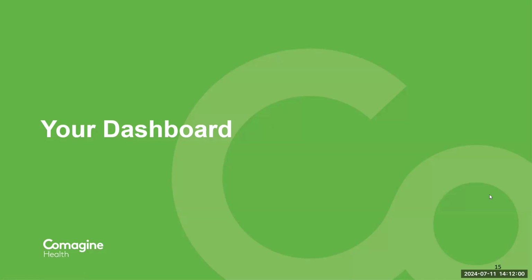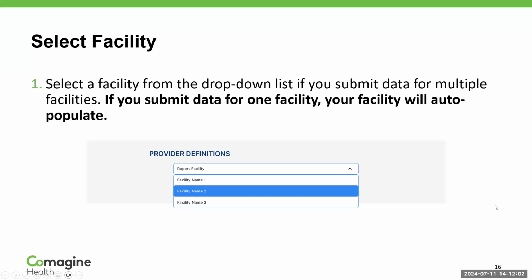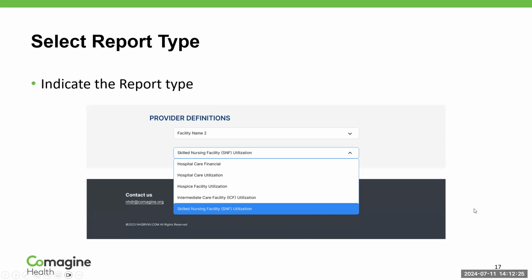So after you log in, you can access your dashboard. On your dashboard, there's going to be two drop downs, one for your facility. And just a note, if you submit for multiple facilities, this will be a drop down and you'll have to select your facility. But if you submit for only one facility, then it'll just auto populate. There's nothing you have to do to select your facility. It should just be there. And then the second drop down is your report type.